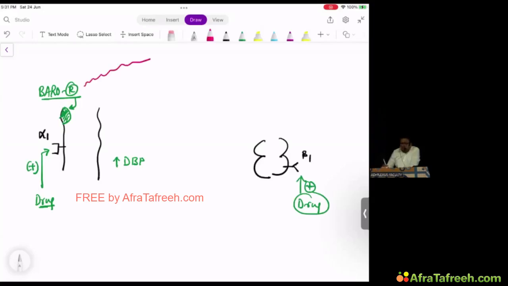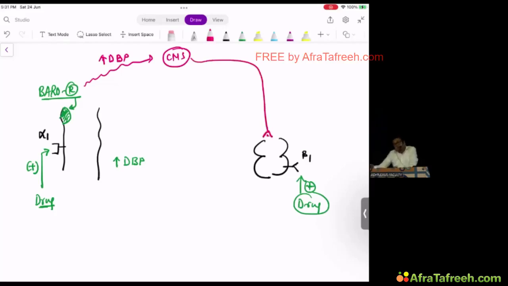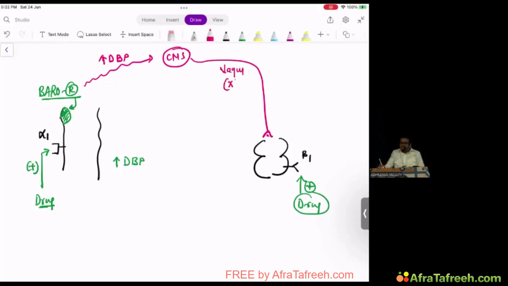It will send a signal to the CNS. What is that signal? Diastolic BP. That is the function of the receptor, to send a signal to the CNS. Brain or CNS, how is the brain connected to the heart? Brain is in the cranium. This is your brain. This is your heart. How are they connected? Through the vagus. Which kind of nerve? The 10th cranial nerve. You remember cranial nerves 3, 7, 9 and 10. It comes to the heart.